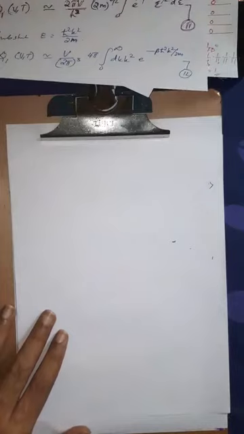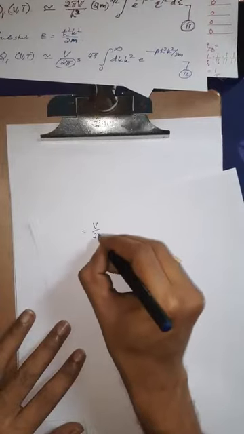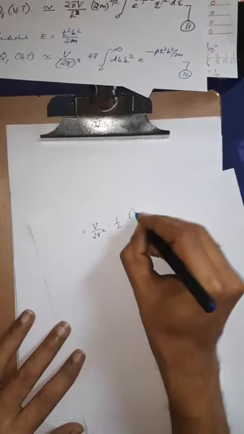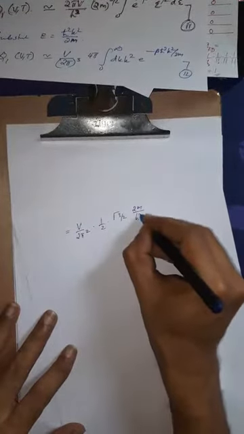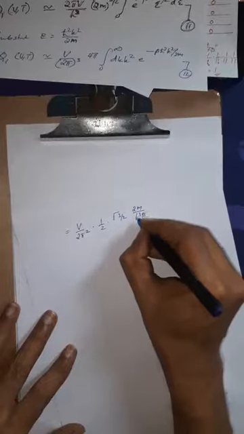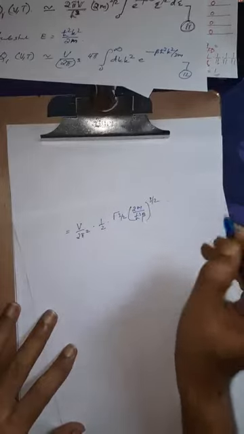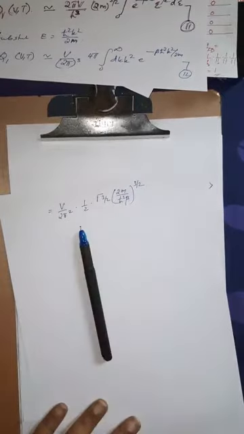That can be written as equal to V by 2 pi squared into half into gamma of 3 by 2 into 2m by h squared beta raised to 3 by 2. Why? Because you have to always see the definition of gamma functions.